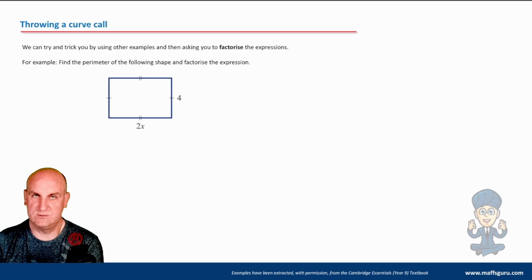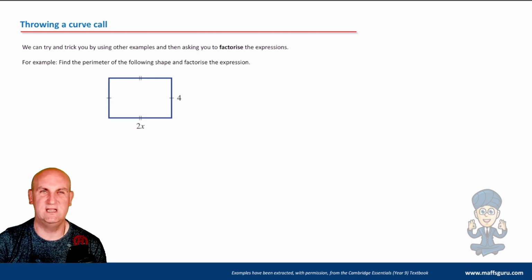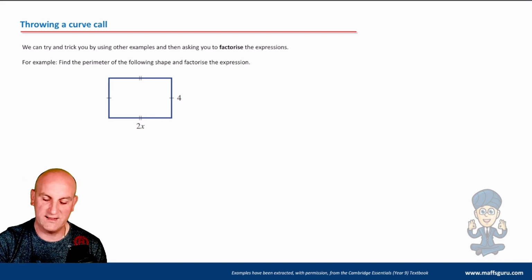Now, the problem with mathematics is we can throw curveballs, and suddenly we start putting in all sorts of strange questions here that you're like, well, hold on a moment, that's nothing to do. The previous questions were just practicing the skill, yeah? Now you've got to actually use the math somewhere. So, for example, find the perimeter of the following shape and factorize the expression.